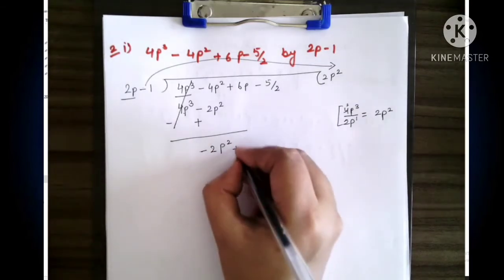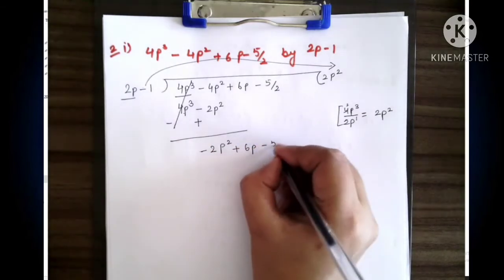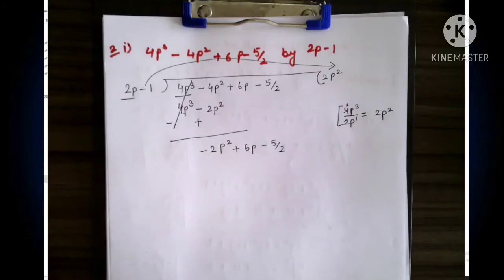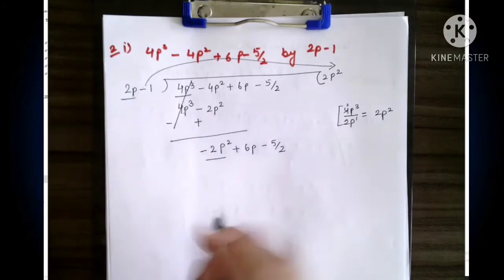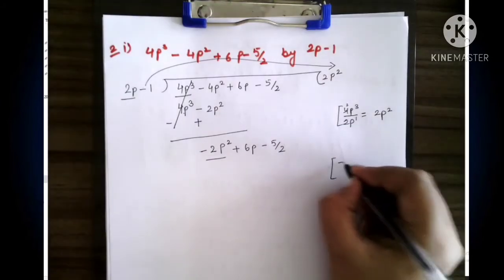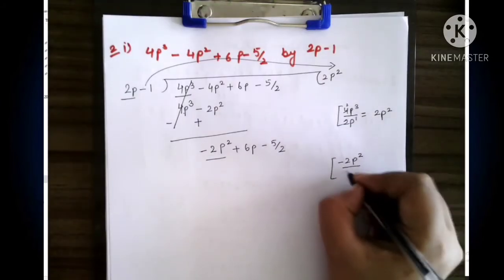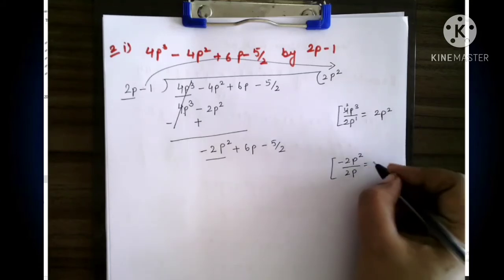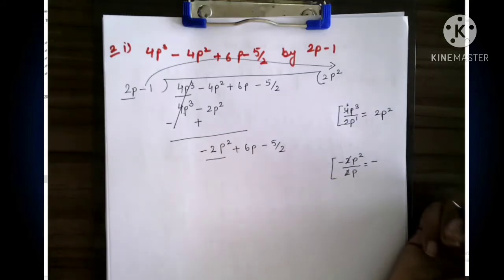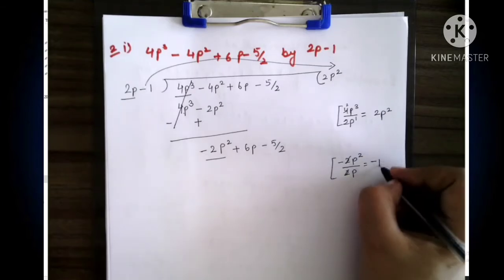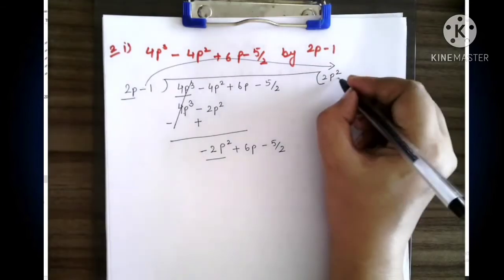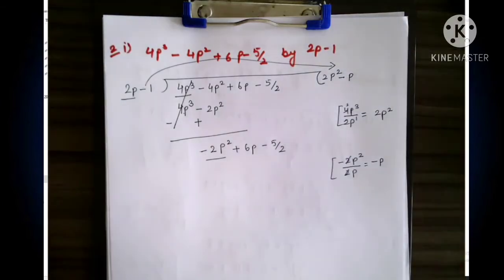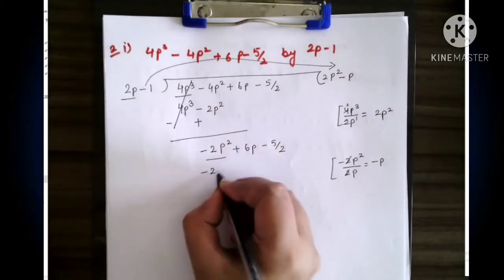Bring down, we get 6p and minus 5 by 2. This is our new dividend. Now the first term of the new dividend is minus 2p square divided by 2p. So what will be the second term of the quotient? Minus, cancel, p square by p, we get p. So it is your minus p.